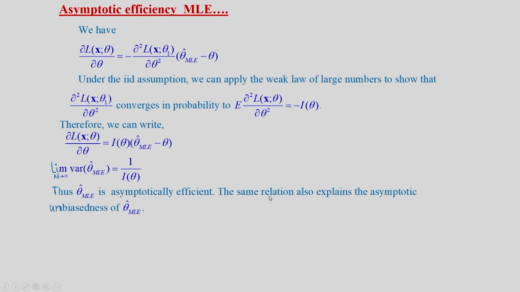The same relation also explains asymptotic unbiasedness of theta hat MLE, because you see that when this condition is satisfied, in that situation theta hat MLE is the MVUE, the minimum variance unbiased estimator. So, this condition implies that this theta hat MLE will also be asymptotically unbiased. So, we have established that theta hat MLE is asymptotically efficient and it is asymptotically unbiased.